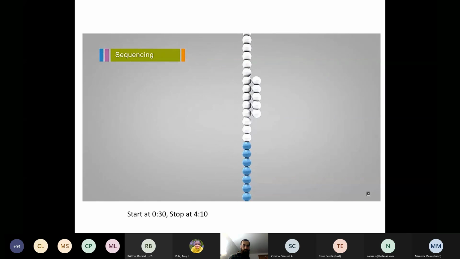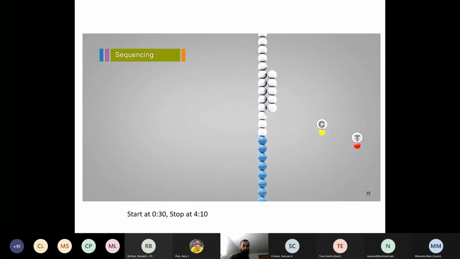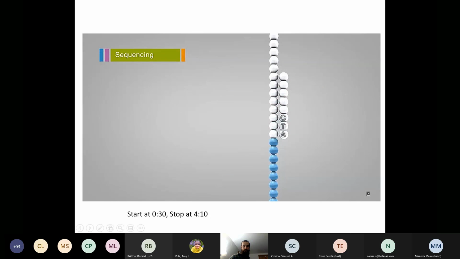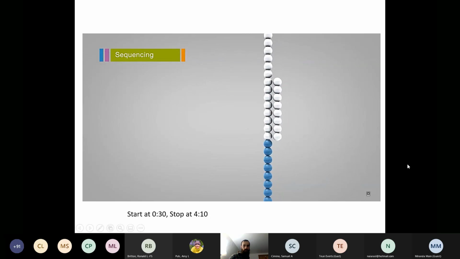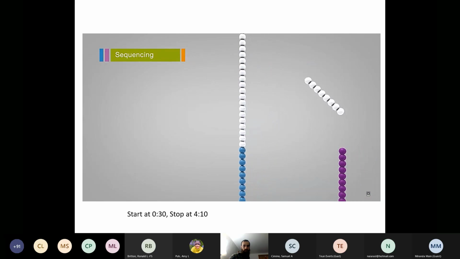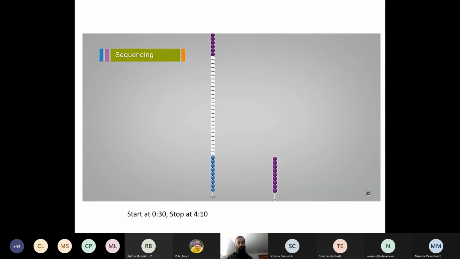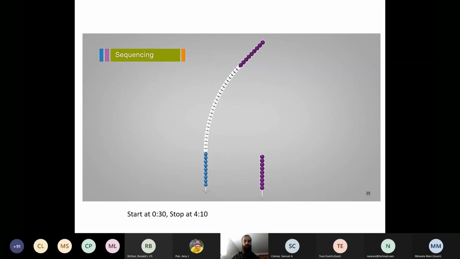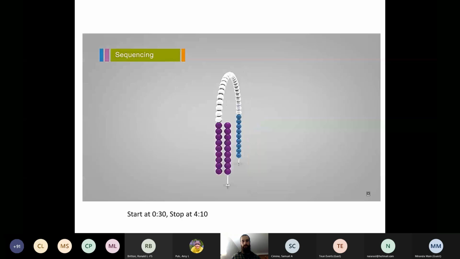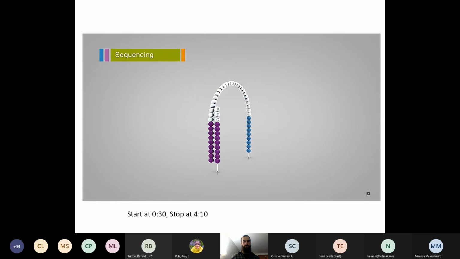In this step, the index 1 read primer is introduced and hybridized to the template. The read is generated similar to the first read. After completion of the index read, the read product is washed off and the 3' ends of the template are deprotected. The template now folds over and binds the second oligo on the flow cell. Index 2 is read in the same manner as index 1.